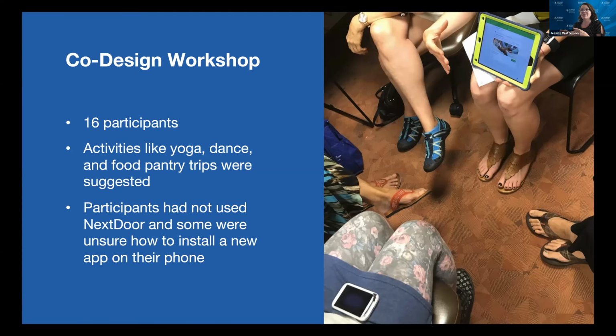And through this workshop, we discovered that they were interested in activities like yoga, dance, fitness. And they also brought up a brand new idea that we hadn't thought about, which was to visit food pantries together as a group. So they talked about how due to food insecurity, they would make trips to food pantries to get food for their family. But there was a lot of stigma attached with that and also a lot of time waiting where they would often have to stand in lines. And so the idea was that if you were going in a group, it could be a lower stigma and just more enjoyable.